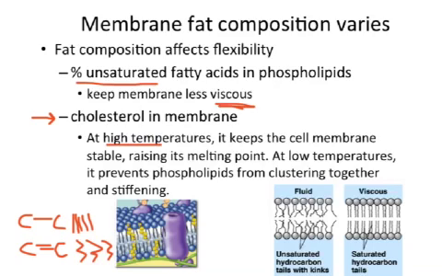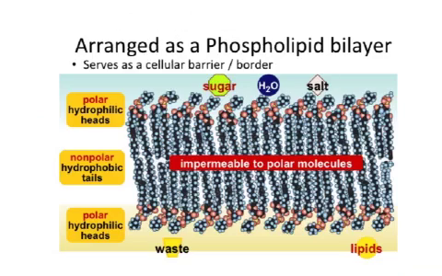So at high temperatures, the plasma membrane is in danger of basically being too fluid, falling apart. And at high temperatures, cholesterol prevents the plasma membrane from melting, essentially. It's going to raise its melting point so it doesn't fall apart. At low temperatures, cholesterol prevents your phospholipids from clustering together or lumping together and stiffening. So cholesterol keeps the plasma membrane from becoming too stiff when it's cold. So it's almost like a buffer. It keeps it from being too fluid or not fluid enough.